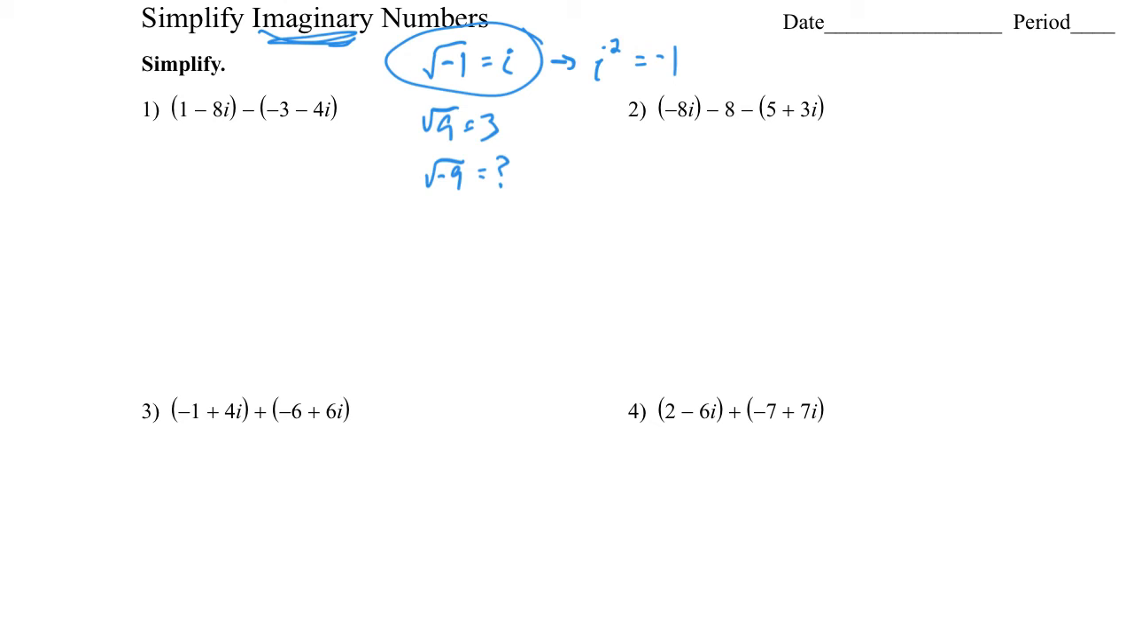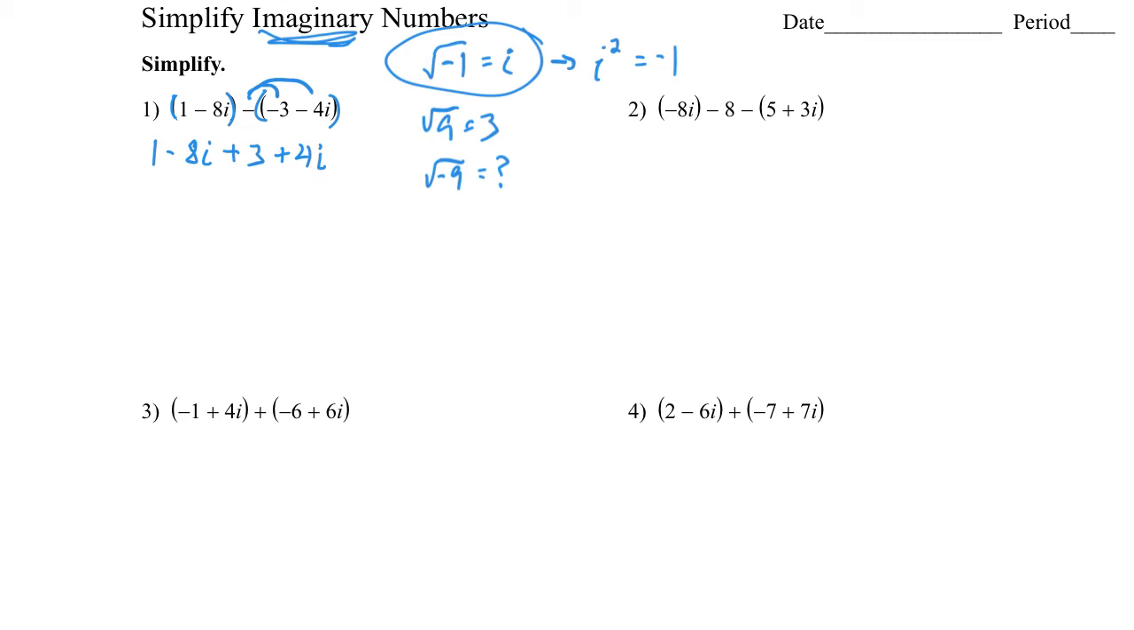Now, when you're just adding and subtracting i, it works just like a regular variable. So like number 1, you have this, they call these complex numbers. These two parentheses here. The second one has a negative in front of it, so we need to distribute that negative. The first one isn't going to change, so we'll just have 1 minus 8i. And then that negative is going to make that -3 a positive 3. And then the negative is going to make the negative 4i a positive 4i.